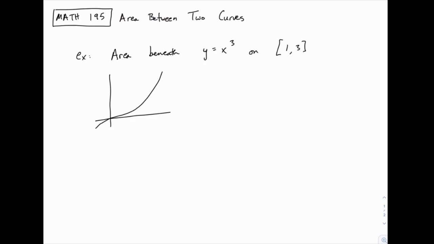There's the function y equals x cubed, and our limits of integration are from 1 to 3. So we can enclose this area, and what we're looking for is the area that's shaded there. Now we know how to do this. This is the definite integral from 1 to 3 of x cubed dx.